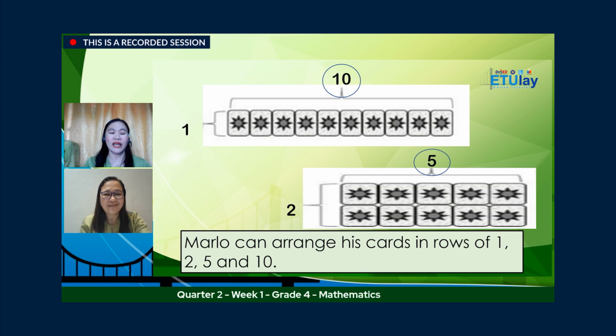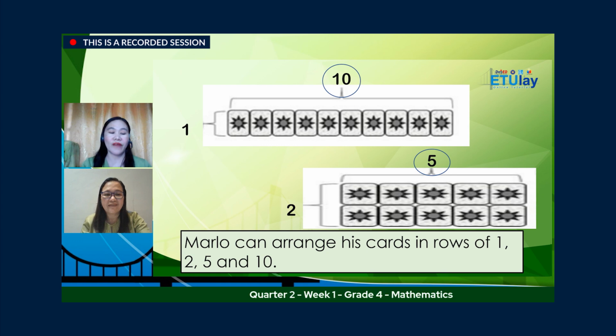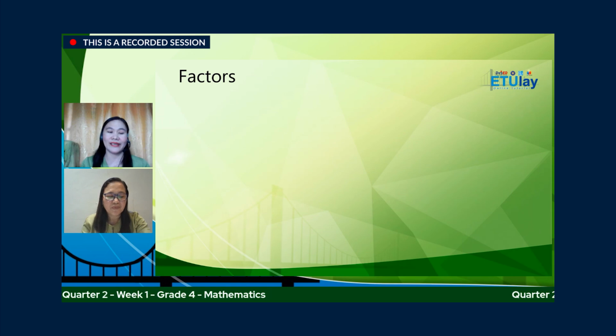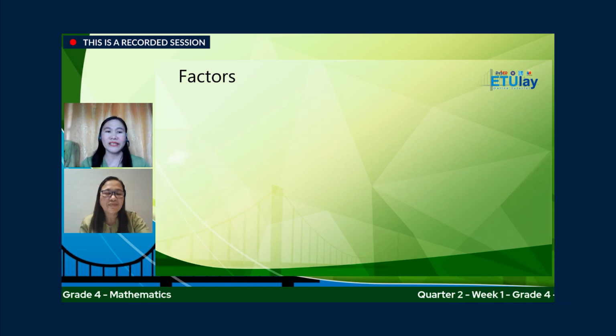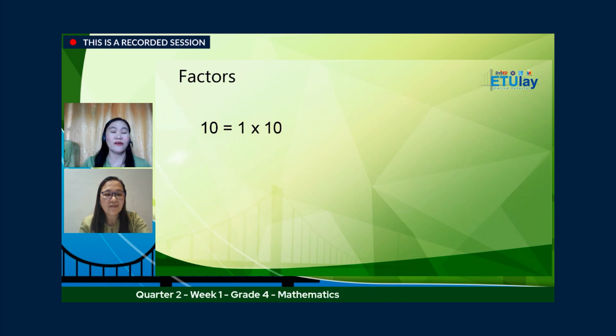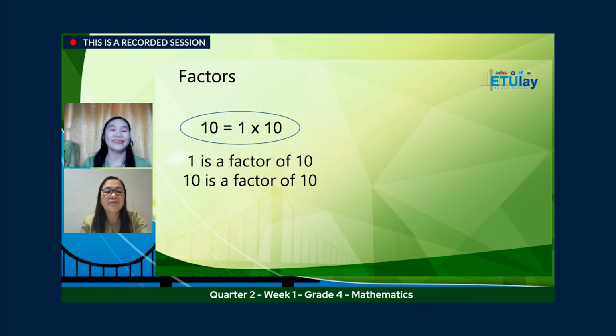Paano naman niya malalaman kung tama ang kanyang sagot? Yes, we can check his answer with the use of factors and multiples. Unahin natin yung factors. Paano ba natin i-check sa pamamagitan ng factors? Take a look at this number sentence. 10 is the product of 1 times 10. Therefore, 1 is a factor of 10 and 10 is a factor of 10.